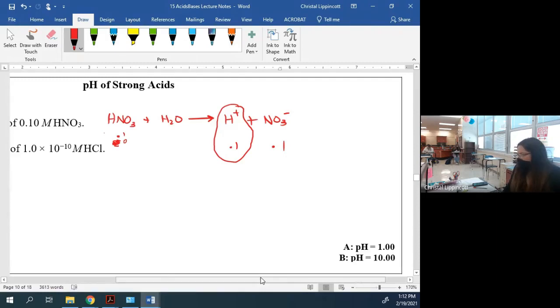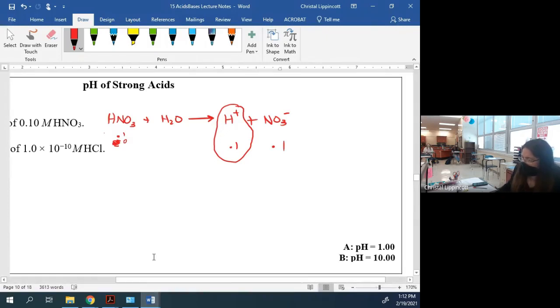Does that make sense? What's going on there? Because things are going to change when we get to weak acids and bases. Not everything goes over then. Anybody not understand what I just did there? You don't understand, or you don't have questions? You're good? Okay. All right.